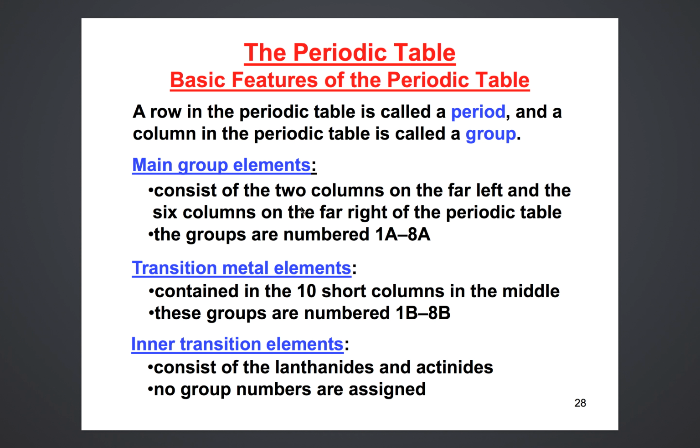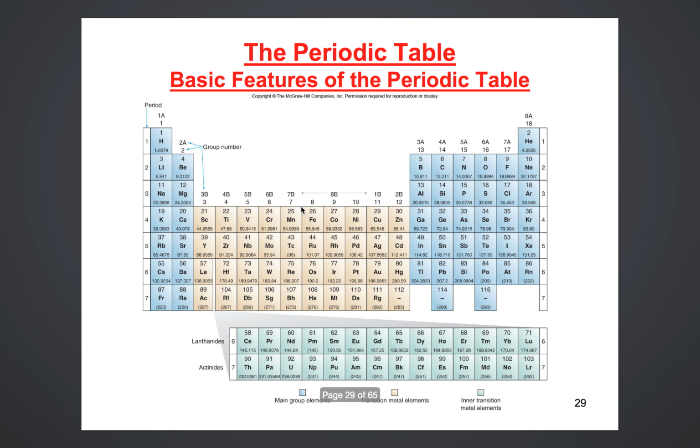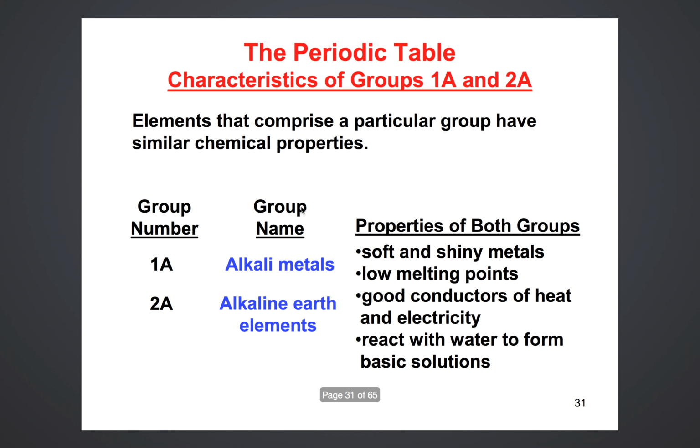Inner transition elements consist of the lanthanides and actinides. No group numbers are assigned. In group 1A, the alkali metals are there.